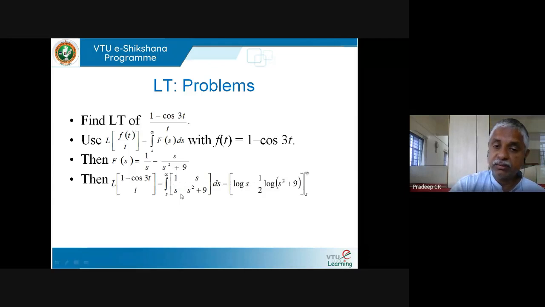So let us check. 1 by s, I know the integral is log s. So s by s square plus 9, what is this integral? Remember how to do this? I'm sure you know how to do this. The numerator is the derivative of the denominator with a factor 2 missing, so you multiply and divide by 2. So I get a half into 2s by s square plus 9. Then the numerator is the derivative of the denominator, so the integral of the whole thing is log of the denominator. So minus half will remain outside and it will be log of s square plus 9, and everything between the limits s to infinity. The lower limit is s, the upper limit is infinity.